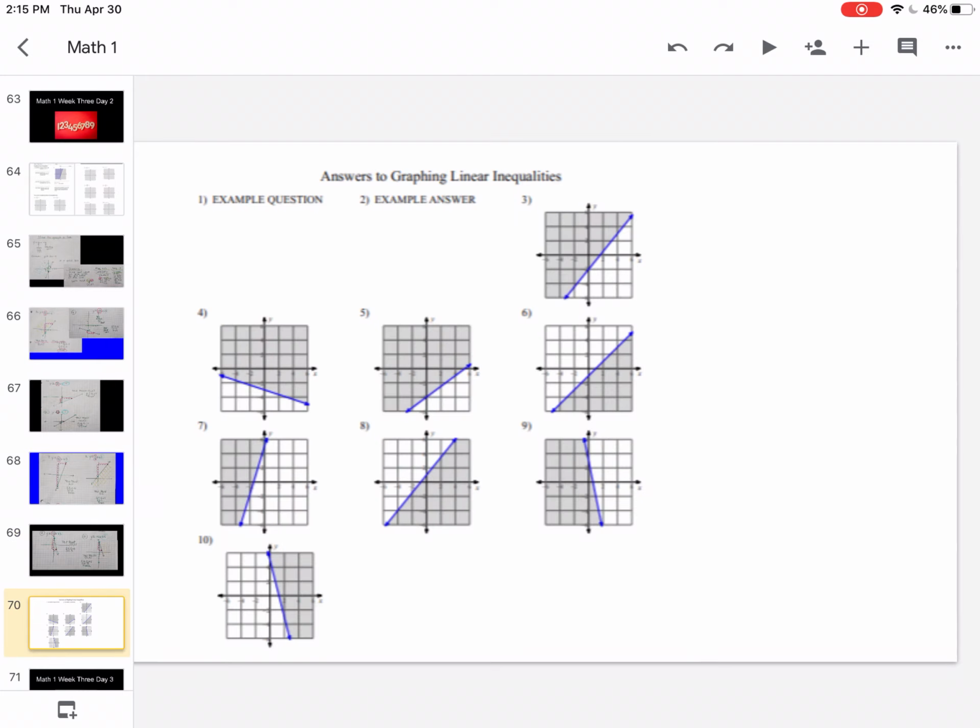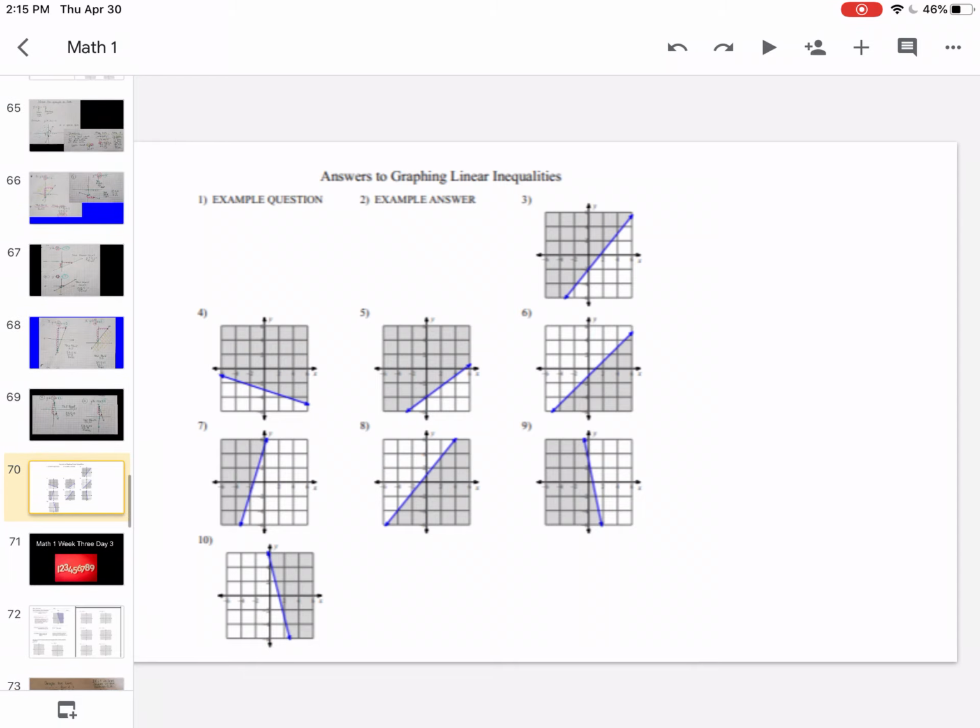This is provided in your packet by your teacher, so you can double check to make sure that you've done it right and I've done it right. This is the key. You want to make sure that you show the work. That's why you're watching the videos if you need to, because the teachers are going to want to know that you actually did it.